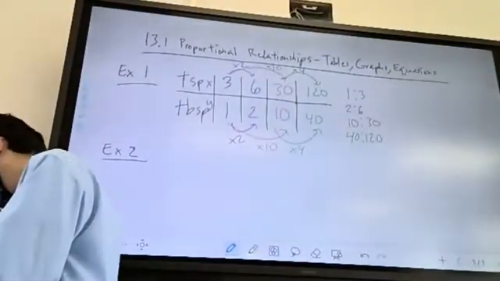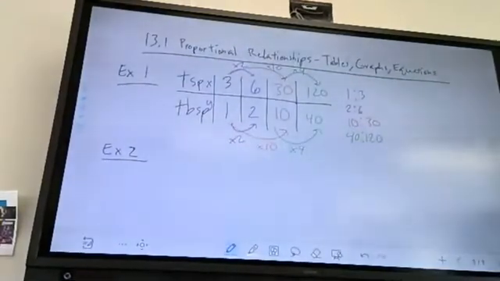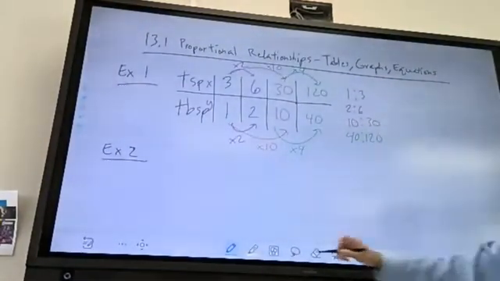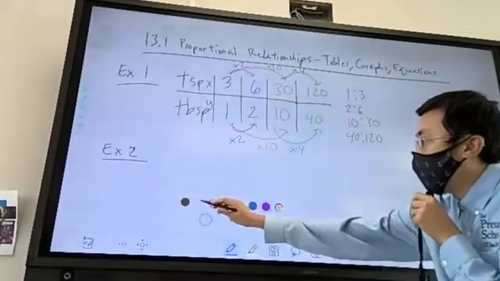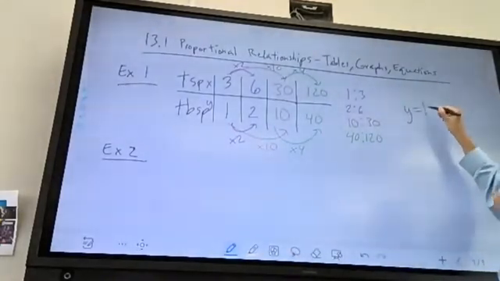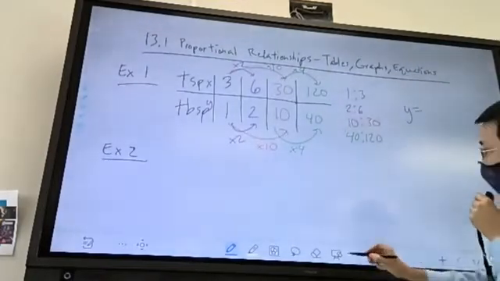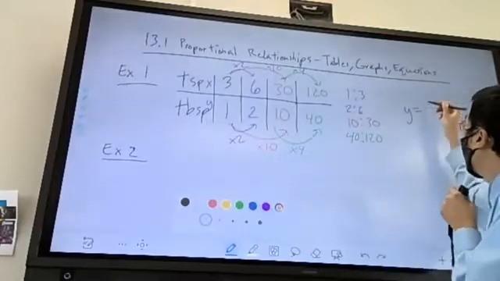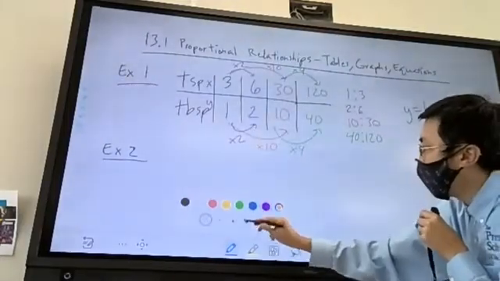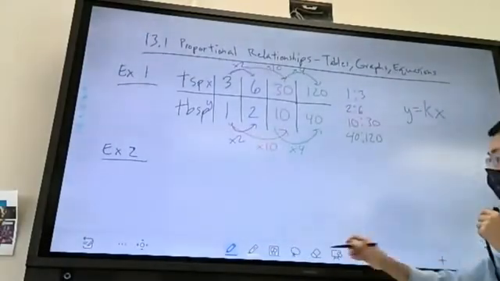Once we have our ratios, we can write the equation for this. And the equation is very similar to what you saw earlier. The equation is always y equals kx, but k in this case, we'll use a different color for k. K is what our y to x ratio is.